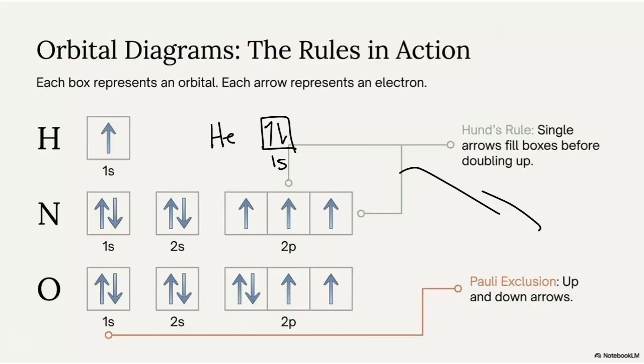If I do nitrogen, nitrogen has 7 electrons. So we start with a 1s, up, down, that's 2, 2s, up, down, that gives me 4. Then from the 2s, we're going to jump to the 2p. Because it's a p, I have 3 different possibilities. I have 3 electrons left in nitrogen because it's 7, and that's 4 already. 5, 6, 7. I put 1 in each box before I pair them up.